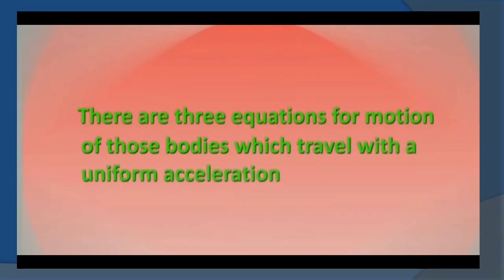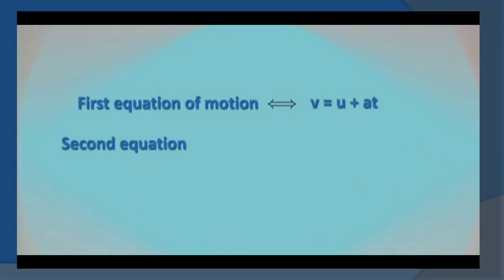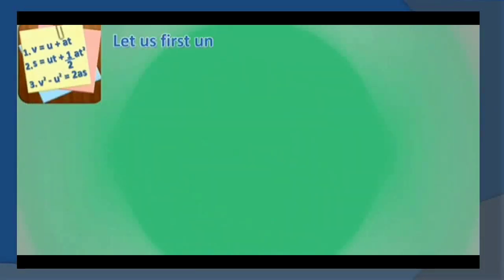There are three equations for the motion of bodies which travel with uniform acceleration. That means here we have to consider a body which is moving with uniform acceleration. The first equation of motion is v = u + at. The second equation of motion is s = ut + 1/2 at², and the third equation of motion is v² - u² = 2as. Now let us first understand the variables used in these equations of motion.